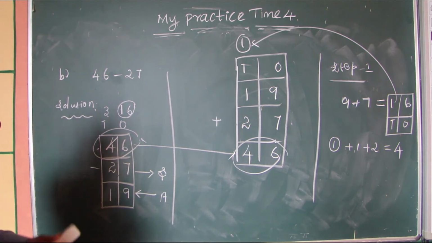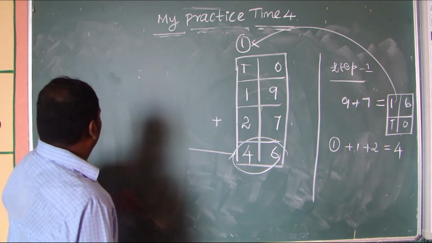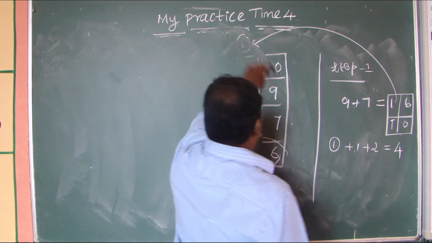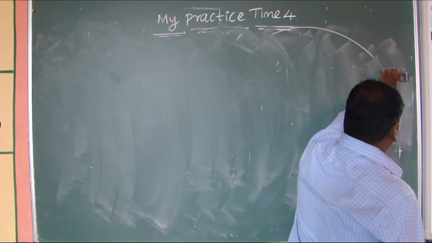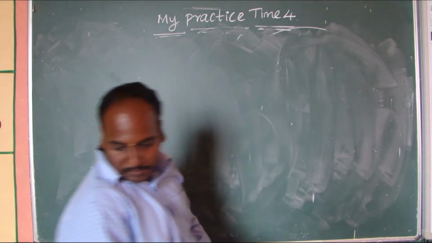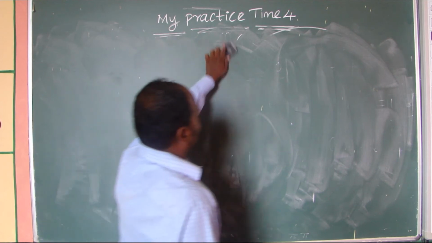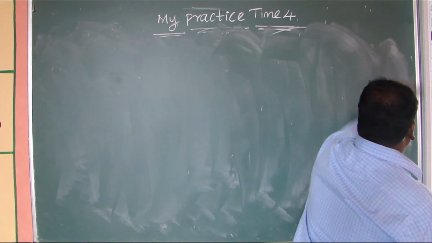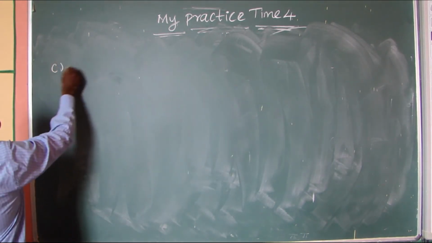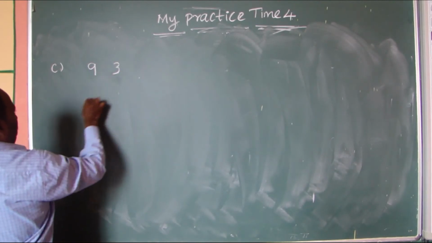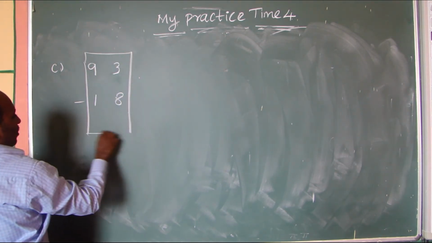The next one, C part. 93 minus 18. This also we subtract and check our answer.